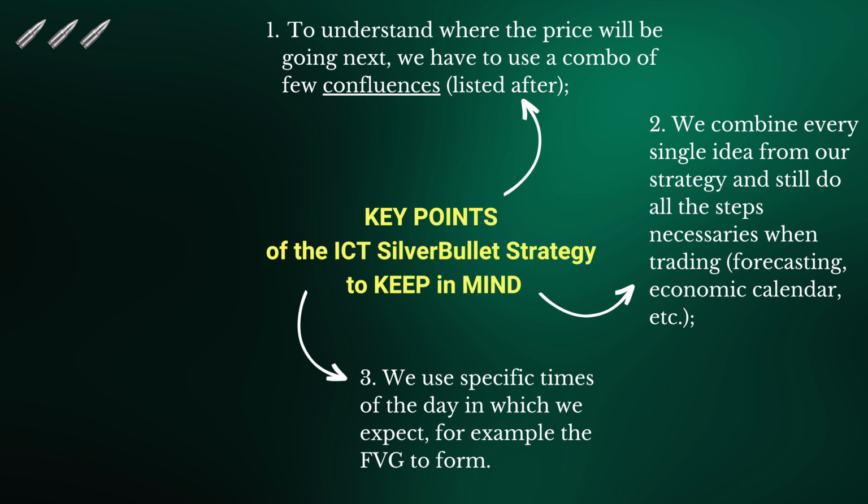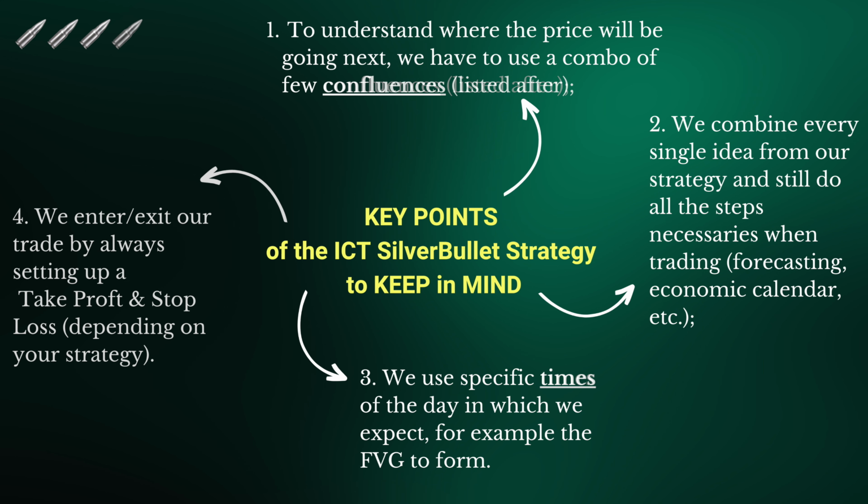Number three, we will use specific times of the day in which we would expect, for example, a fair value gap to form, if that is inside your strategy. So basically, we would expect our confluences and our strategy to show us a very specific entry during very specific times. So it's timeframe related. And last point, number four, we will enter and exit our trades by always setting up a take profit and a stop loss, depending on our strategy, our risk and the timeframe that we are trading.